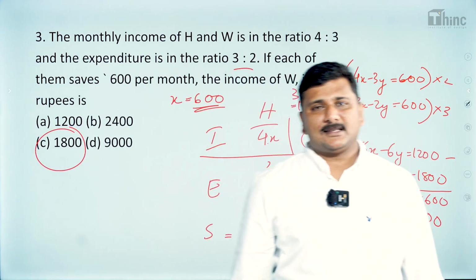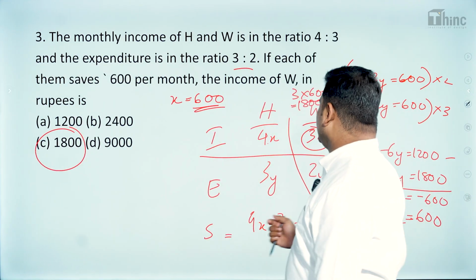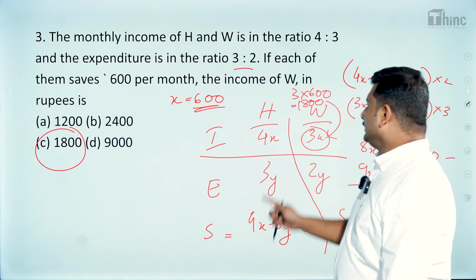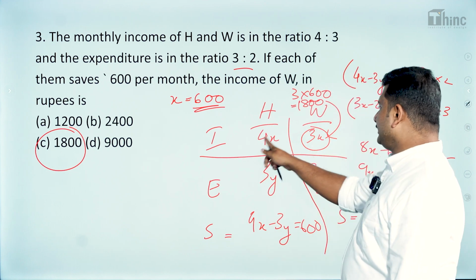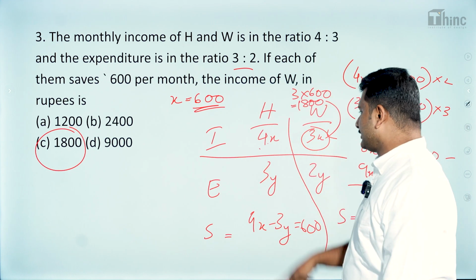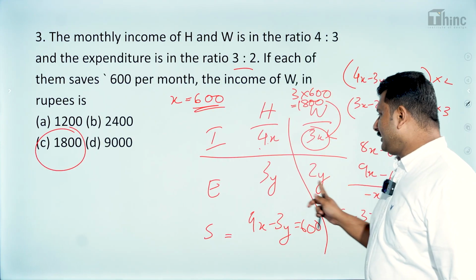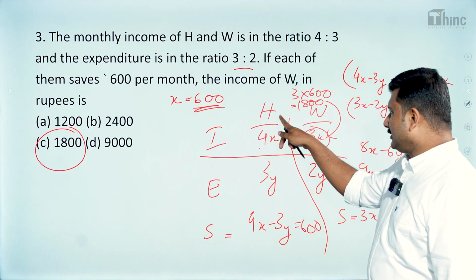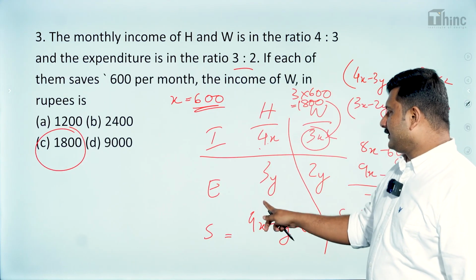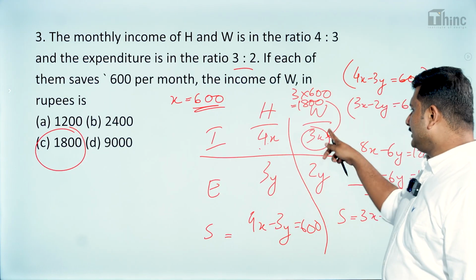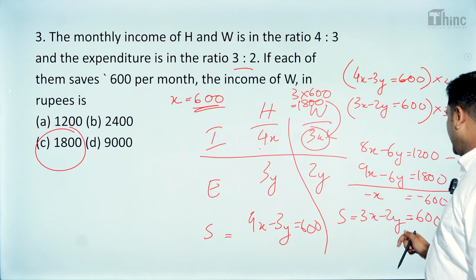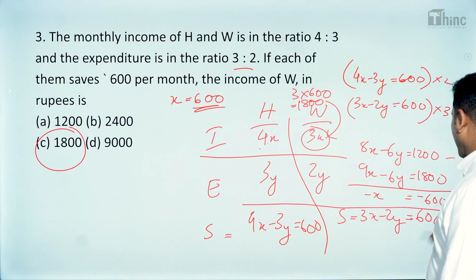So basically in this question, what we did is we framed two equations. The incomes of H and W are in the ratio 4:3. So the incomes will be 4x and 3x. Expenditures are in the ratio 3:2. So the expenditures of each of them will be 3y and 2y. So saving is income minus expenditure. So saving of the first person, H, is 4x minus 3y. Second person is 3x minus 2y. And both are equal to 600.